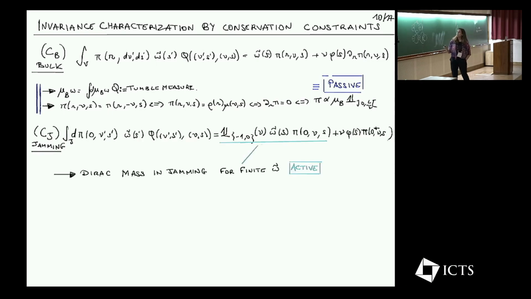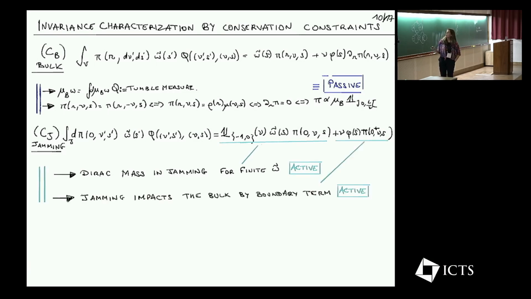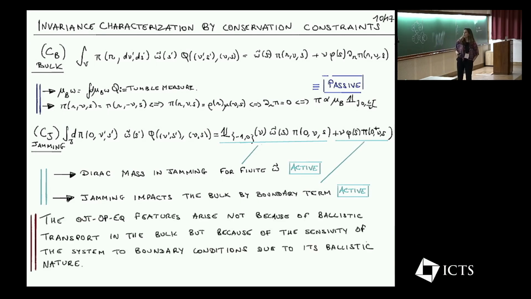Okay. So now if we look at this jamming condition, we can see that these terms here force you to spend a finite amount of time in the jamming configuration. And so here you're going to have a Dirac mass, which is not a physical equilibrium feature. Then here you have the boundary term, and this is going to impact what's going on in the bulk. But if you don't have this condition, the jamming condition, you're not going to see any non-equilibrium features. And so in the end, these non-equilibrium features have everything to do with the boundaries and not a lot to do with what is going on in the bulk.